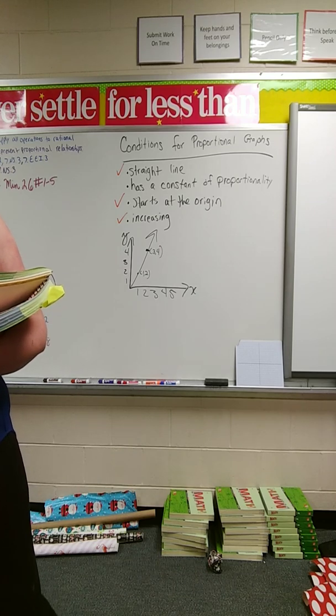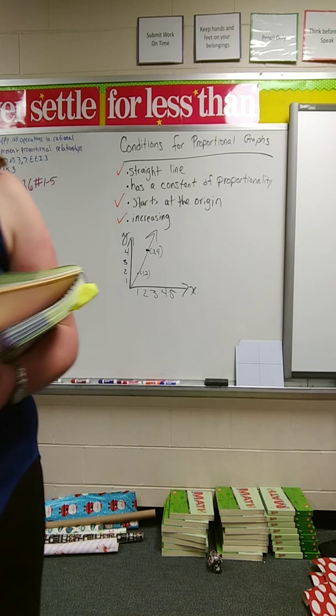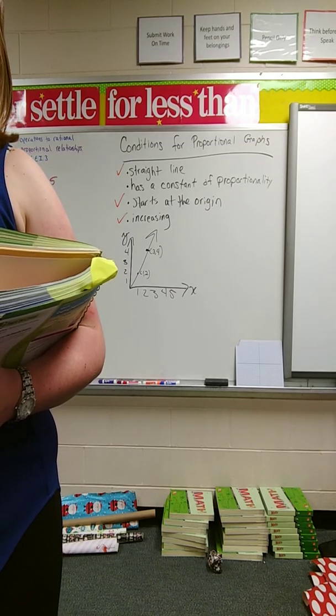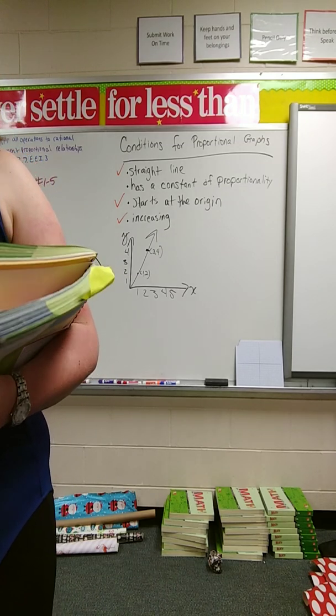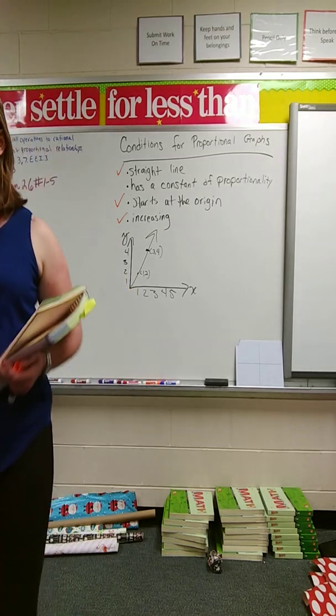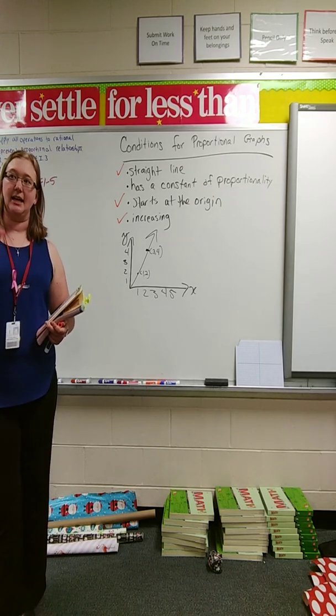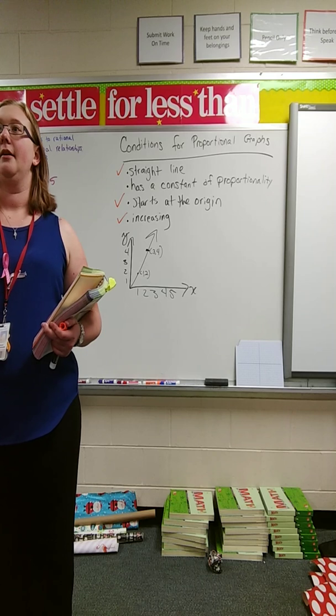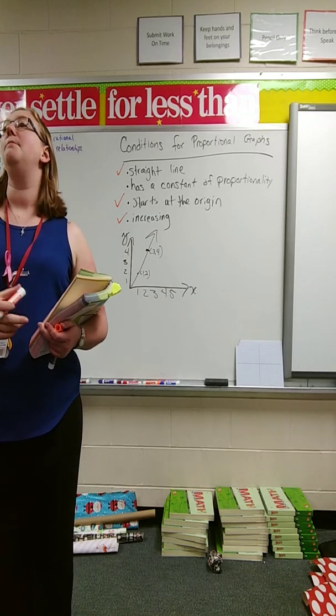Okay, so in 1 second, how far is the snake going to travel? It goes 5 meters per 1 second. Okay, it goes 5 meters per 1 second. So what is my constant of proportionality? 5.